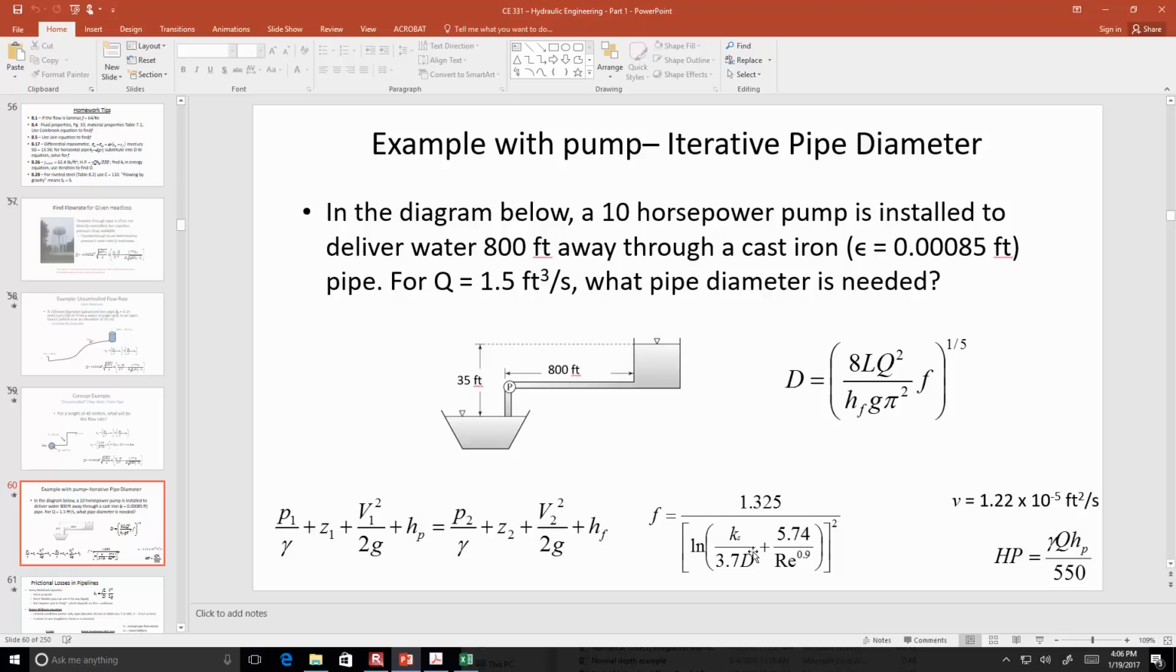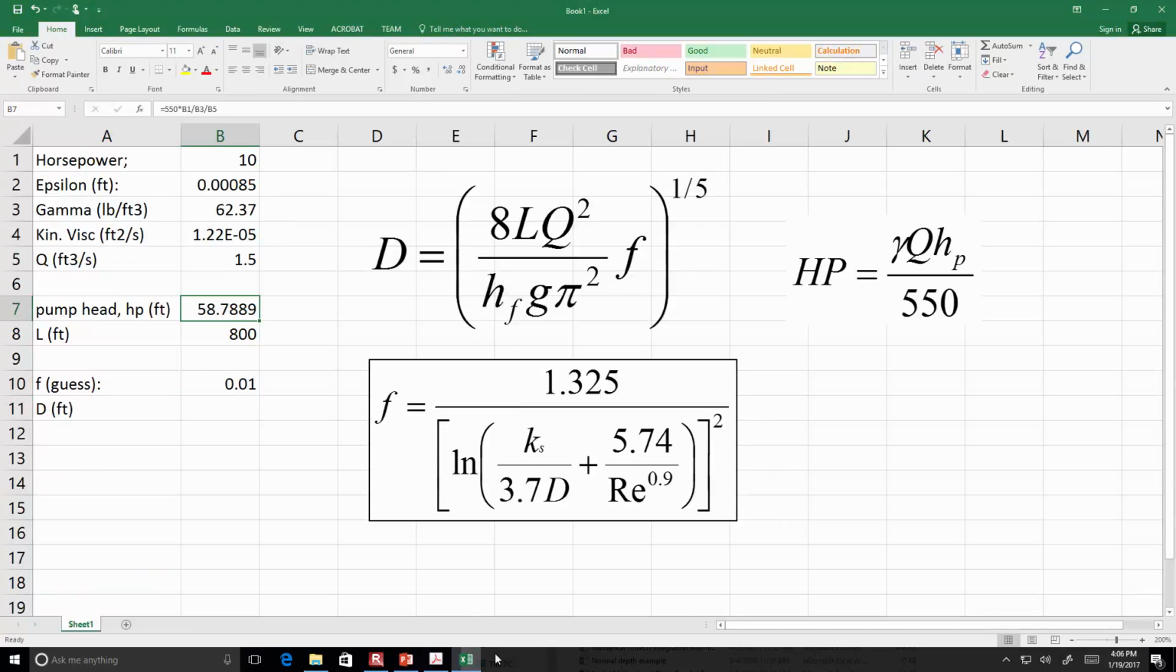35 feet, the H sub P we calculated is what, 58.79 feet? Is that what it said over here? Yeah, okay. So then the H sub F that comes from that is going to be 23.79 feet. That's how much energy we can spend. You can think of it as spending it on the frictional losses.